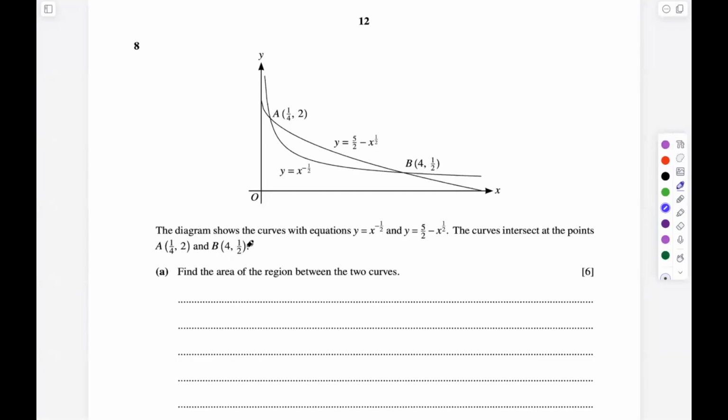In question 8, the diagram shows the curves with the equation y equals x to the power minus half and y equals 5/2 minus x to the power half. The curves intersect at the points A and B. In part A, we have to find the area of the region between the two curves.